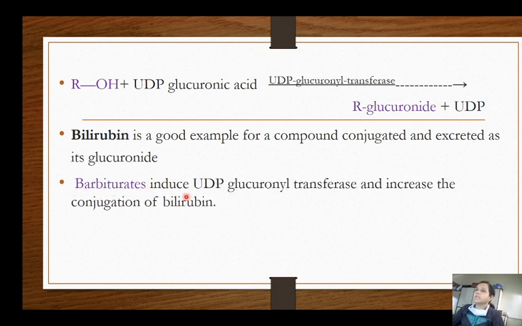The barbiturates. This enzyme UDP glucuronyl transferase is induced by a drug called barbiturates. The presence of barbiturates will increase the activity of this enzyme. So that is why in a person who has jaundice, especially hemolytic jaundice, if barbiturates are given, they will induce this enzyme. As a result, there will be increased conjugation of bilirubin.